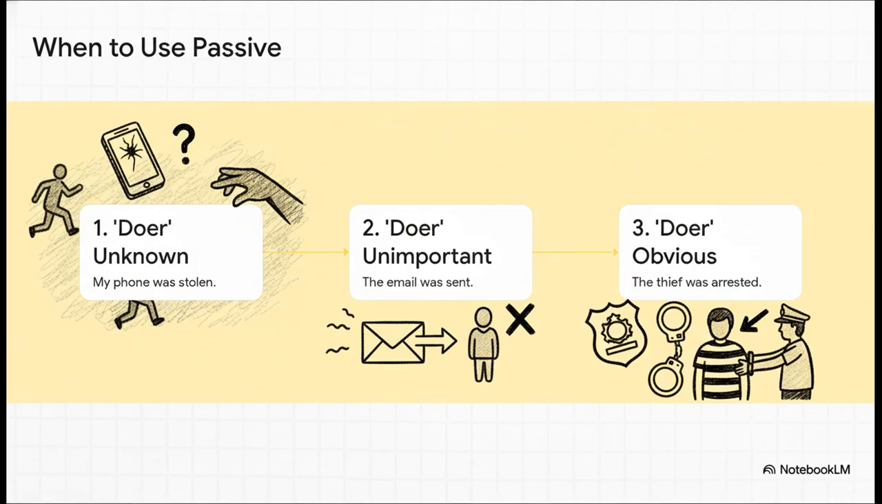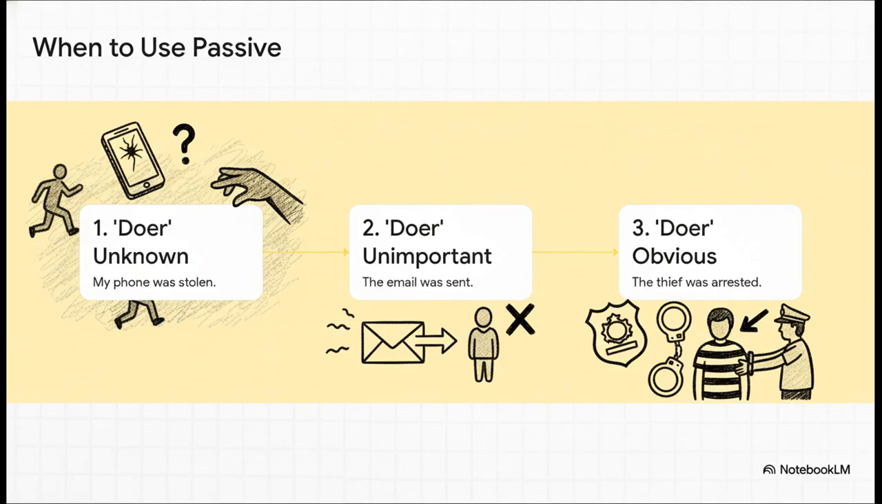Okay, number 1. You use it when you have no idea who did the action. Like, my phone was stolen. I mean, if you knew who stole it, you'd say so. Reason number 2. When who did it just doesn't matter. It's not important. The email was sent. Who cares who clicked the button? The point is, it's gone.